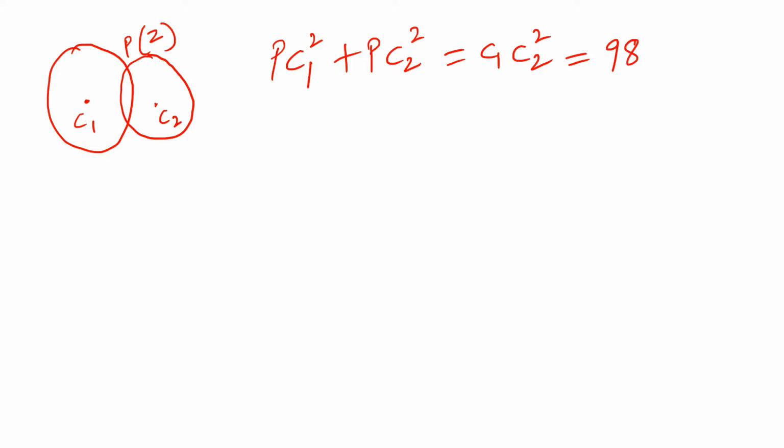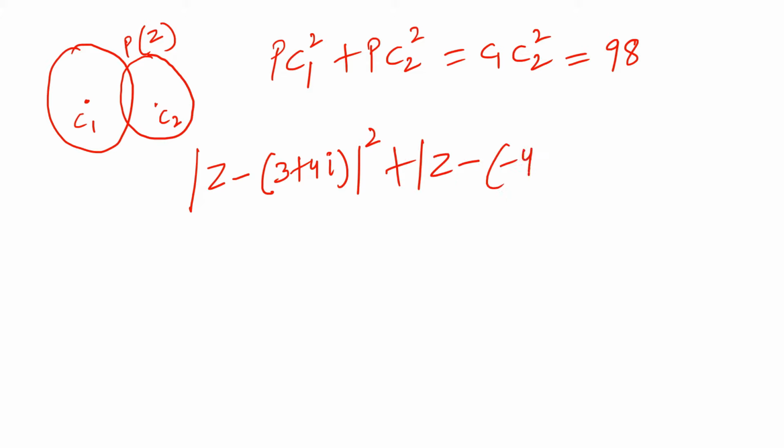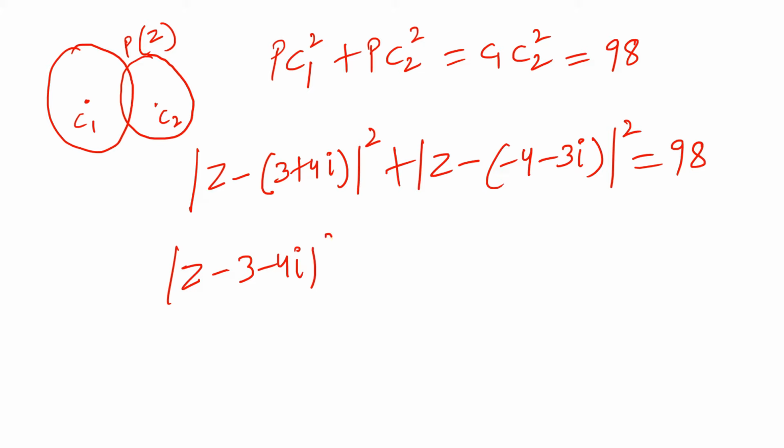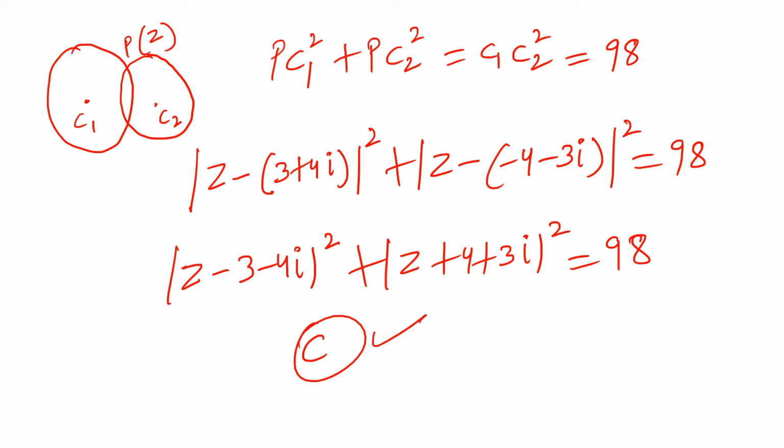Now what should be PC1 square? It's simply the square of mod of Z minus the affix of the center of the first circle, that is 3 plus 4 iota. Fine. Plus the square of mod of Z minus the affix of the center of the second circle, this is minus 4 minus 3 iota, equal to 98. So finally we can write square of mod of Z minus 3 minus 4 iota plus square of mod of Z plus 4 plus 3 iota is equal to 98. So obviously C is the right answer.